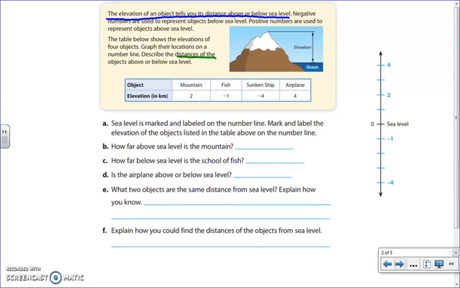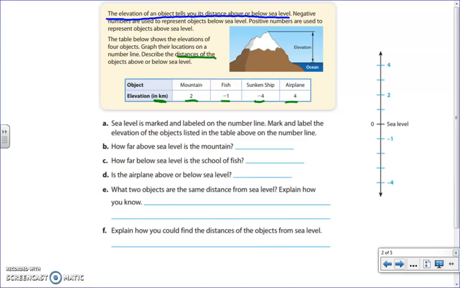Okay. So what we have here is a mountain, and we're talking about kilometers. So we're talking about a significant amount of space in between sea level and where the mountain peak stops. 2 kilometers above. The fish are 1 kilometer below. That would make sense. Fish swim in the ocean. They're below sea level. The sunken ship, 4 kilometers below. That's way down low. And then the airplane, of course, 4 kilometers above sea level. So you can see that each of these is represented by the appropriate positive or negative number representing above sea level or below sea level.